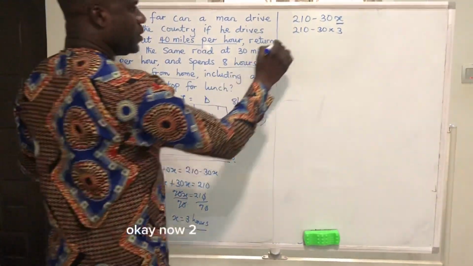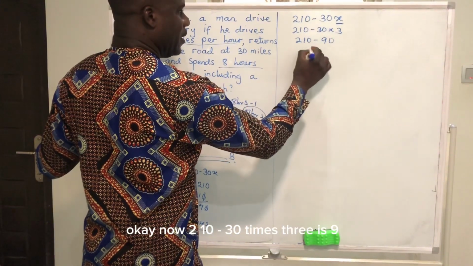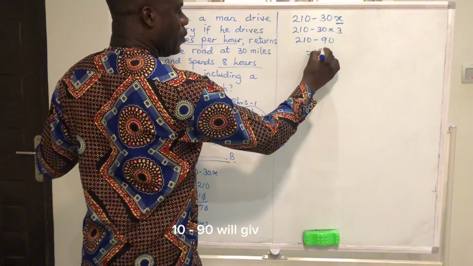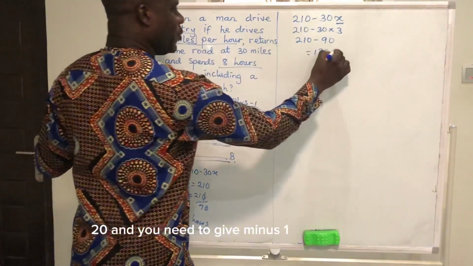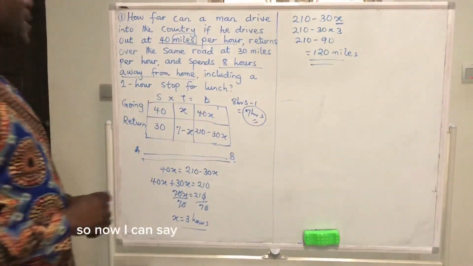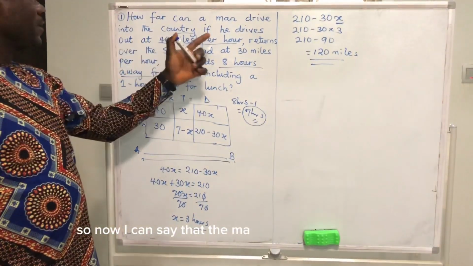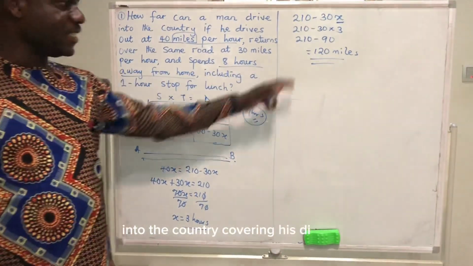Okay, now 210 minus 30 times 3 is 90. 210 minus 90 will give me 120, and the unit will be miles. 120 miles. Okay, so now I can say that the man drove into the country covering this distance.